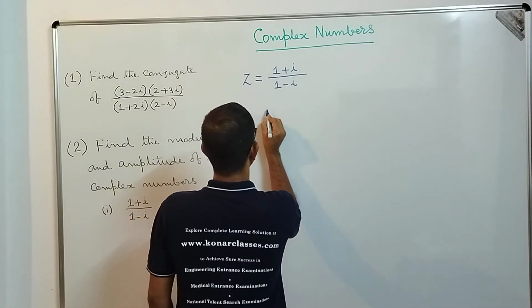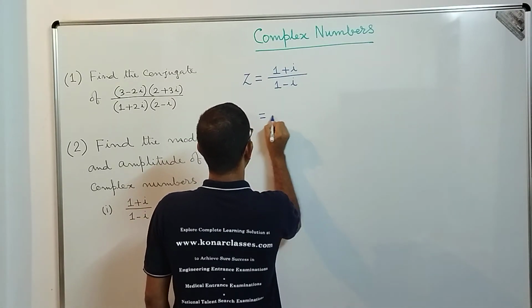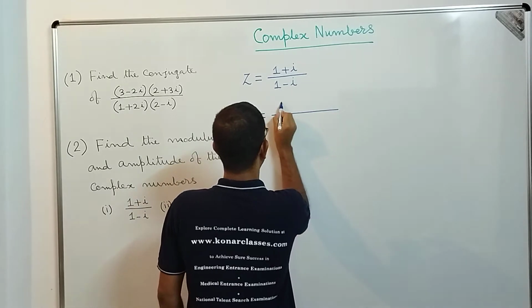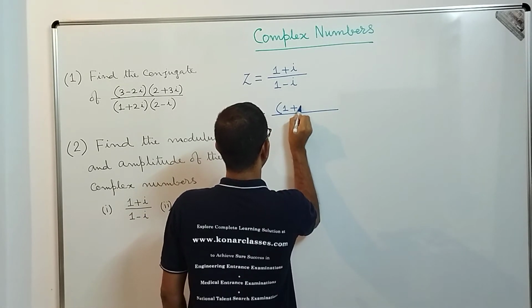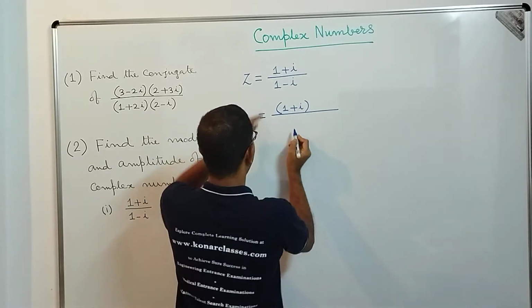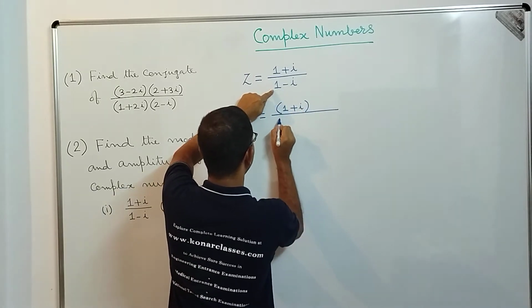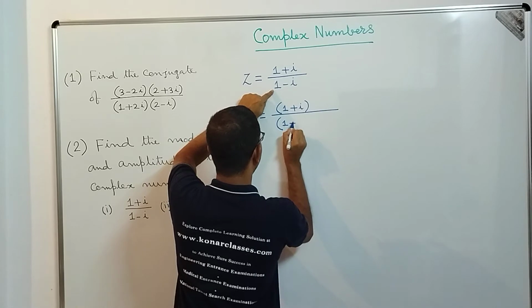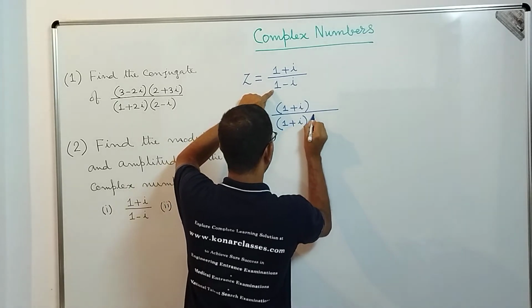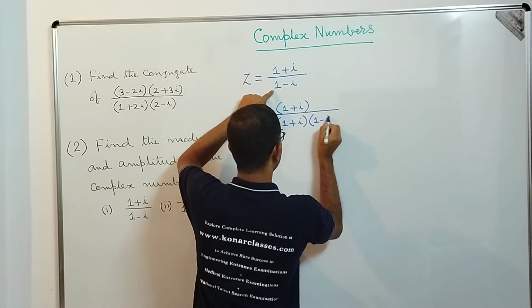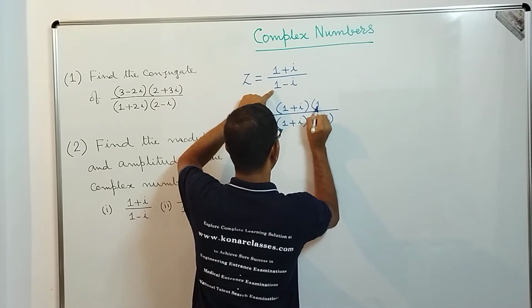So what to do? For that, we need to multiply both numerator and denominator by the conjugate of the denominator polynomial. What is the conjugate of the denominator polynomial? The denominator is 1 plus i, so we write 1 minus i. So in the numerator also we should write 1 plus i.